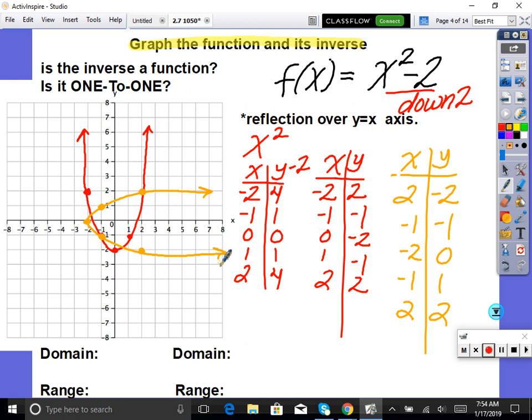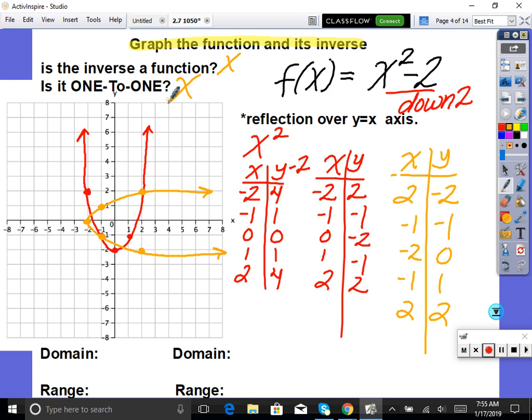Okay, so question for you is, look at the inverse. The inverse is orange. Is the inverse a function? No. Look, it doesn't pass the vertical line test. Therefore, it must not be 1 to 1. Does everybody see? The function is not 1 to 1 if the inverse is not a function.